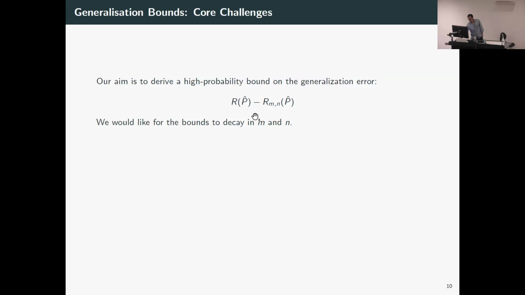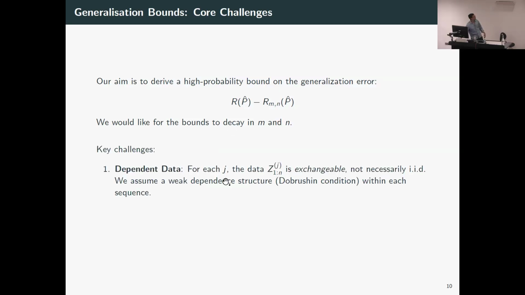And we would like bounds that decay not only in m, the number of training sequences, but in n, the length of each training sequence. The key challenge here is that the data are dependent within each sequence. We're assuming exchangeability, so these are not IID data. To deal with this, we'll assume a form of weak dependence structure, which is known as a de Bruijn condition.